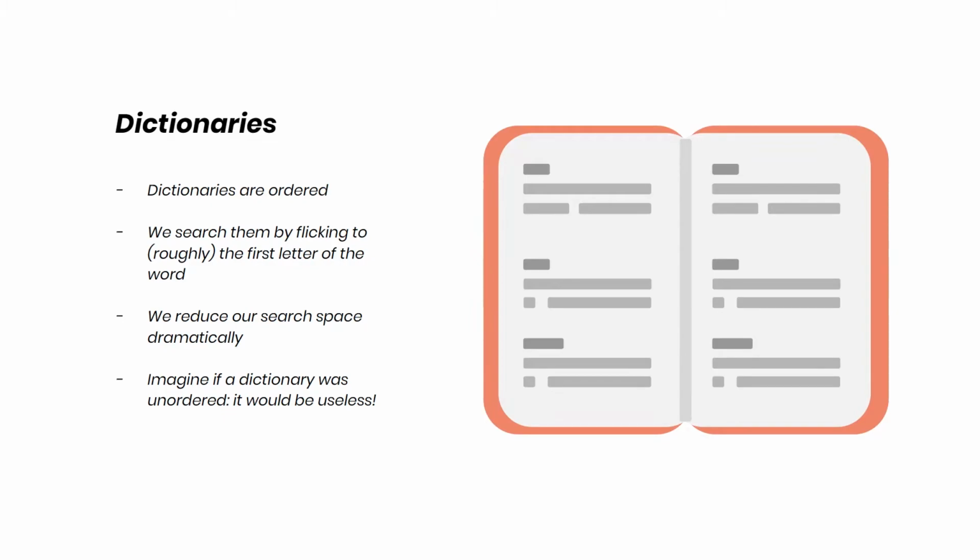We search them by flicking roughly to where the word would be, and we reduce our search space dramatically because of that. Now, imagine if a dictionary was unordered. Imagine how useless that would be as a document. If you look for a particular word, you'd have to go through each one by one until you eventually reach what you're looking for. So the next question is, how is binary search different?